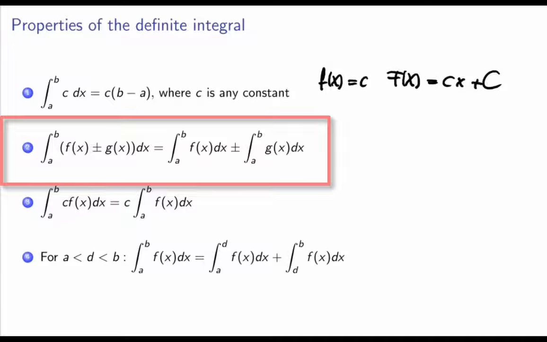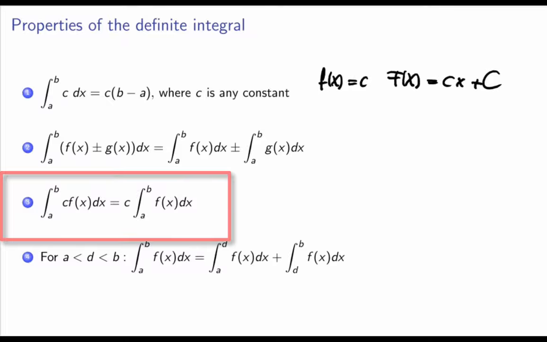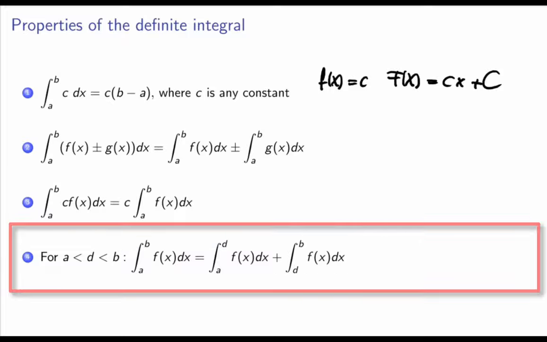Or if you have a subtraction, then the subtraction carries over. Third, if you have a constant multiplying f and then you integrate, that is the same as taking the constant out of the integration. And then finally, if you have an interval from a to b, which you divide into a subinterval a to d and d to b, then the integral from a to b of f of x dx is the same as the integral from a to d plus the integral from d to b. You can split up the integral over a whole domain into subdomains and add them up.